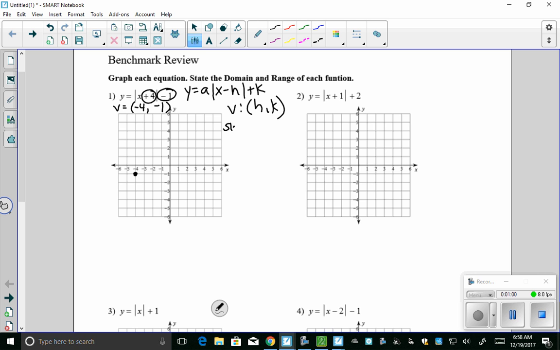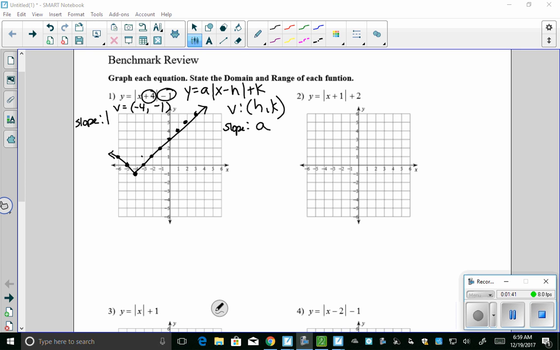Your slope is going to be a. So my slope for this problem is going to be 1. That means all I'm going to do is go up 1 over 1, up 1 over 1, up 1 over 1 to the right, and do the same thing to the left. And that is how you graph an absolute value function.